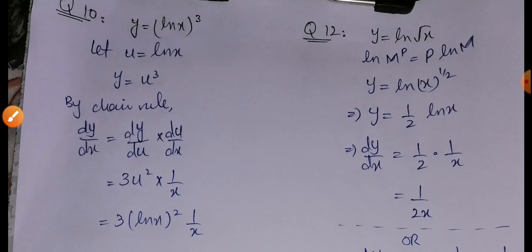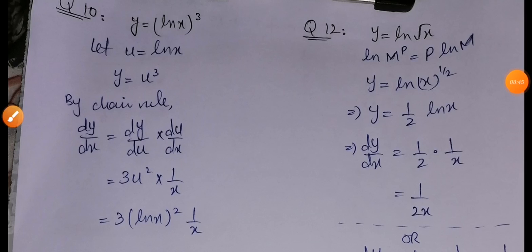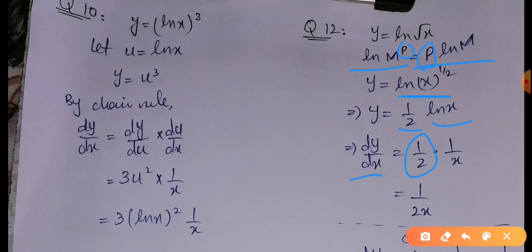Next we have question number 12, y is equal to ln of square root of x, that is ln of x raised to the power 1 by 2. Here we are going to use the property that ln of m raised to the power p is equal to p into ln of m, that is whatever the power is, it is going to be the coefficient of ln. So y will be equal to 1 by 2 ln of x. Now its derivative is quite simple and easy. So dy by dx will be equal to 1 by 2, as it is a constant multiple, and the derivative of ln of x is going to be 1 by x. So here is the derivative of the given function. So you can see that by applying the properties of ln, we can make the function simple and easy.